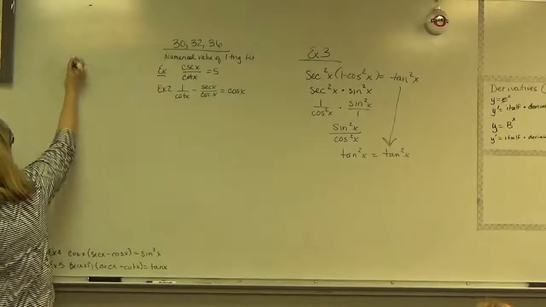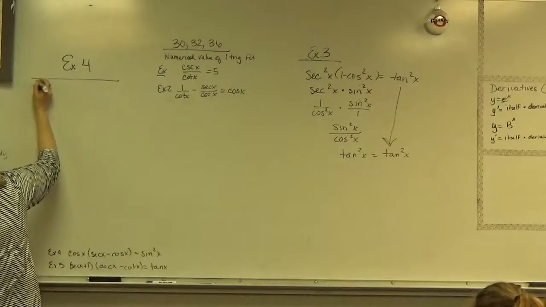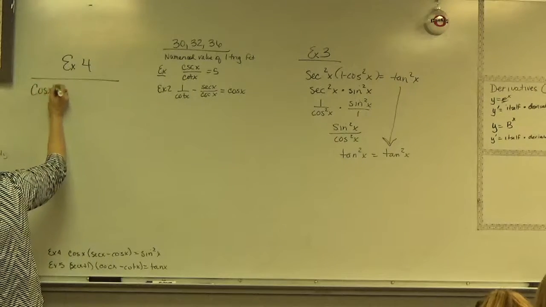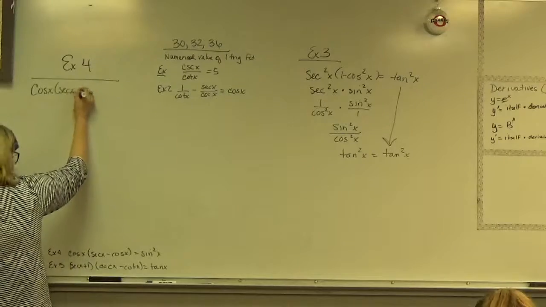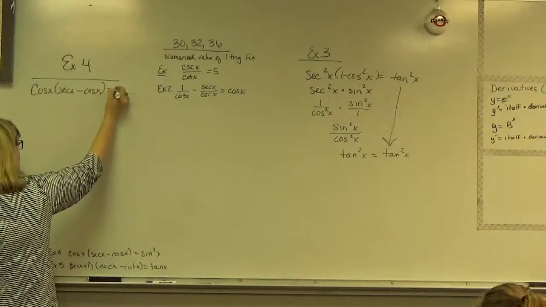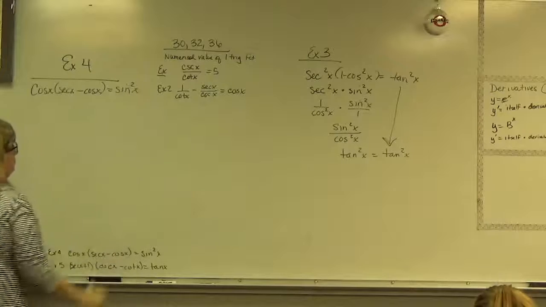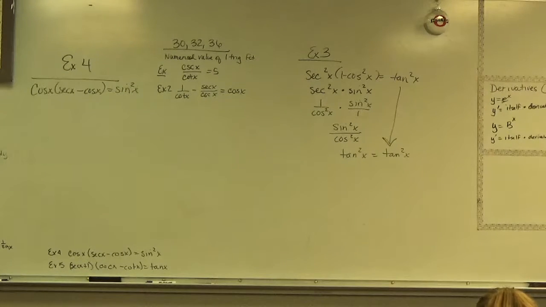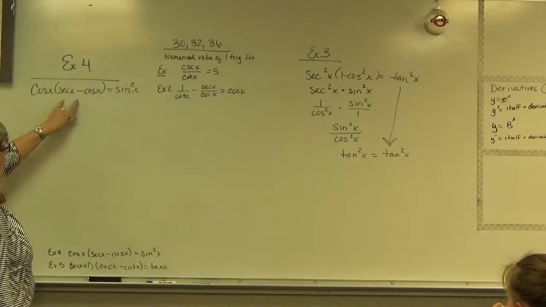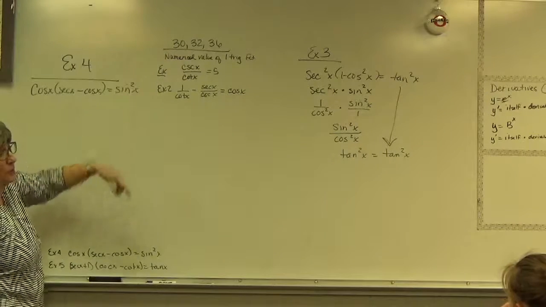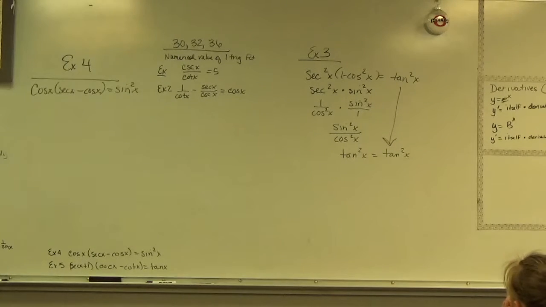Example 4. And again, if you want to write it down, you can, or if you just want to absorb it. That is cosine, parentheses, secant minus cosine equals sine squared. Now, which side? Left, again, there's more on the left side. That's not always the case, but I guess I just made all my examples left-sided.